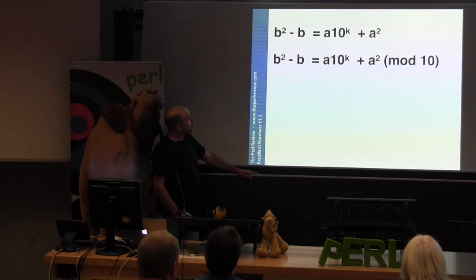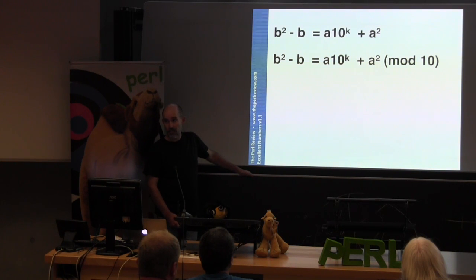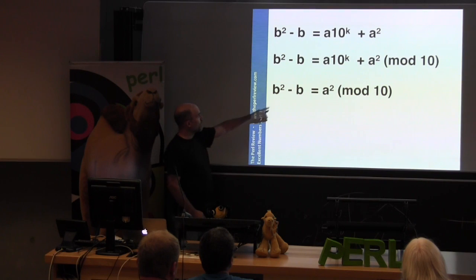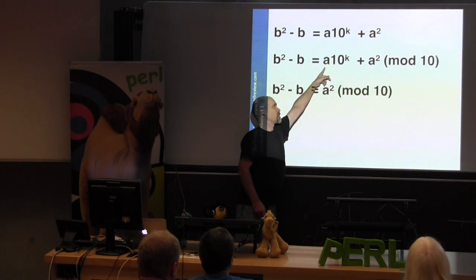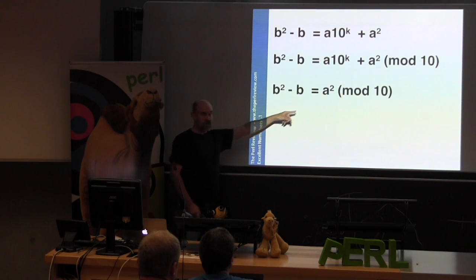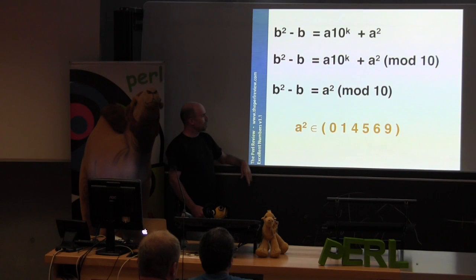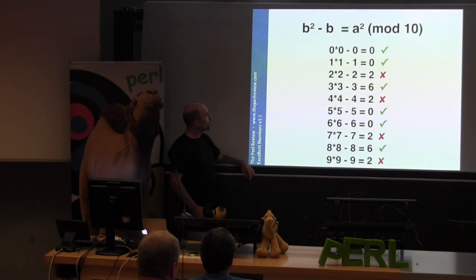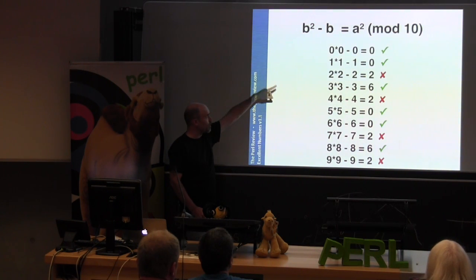So let's go back to this. Now let's do this all mod 10. So the arithmetic is still going to be the same even though we keep taking the remainders after division by 10. So we can get rid of this guy because that's just the power of 10. That's always going to be 0. So in mod 10, this difference here, b squared minus b, has to be the same as a squared, which means that a squared has to end in one of these things because the squares have to end in one of those. So if we look at the things where b squared minus b and a squared line up mod 10, we'll just try them all.